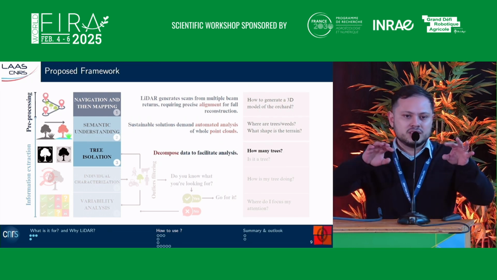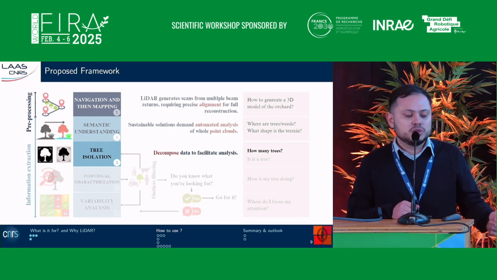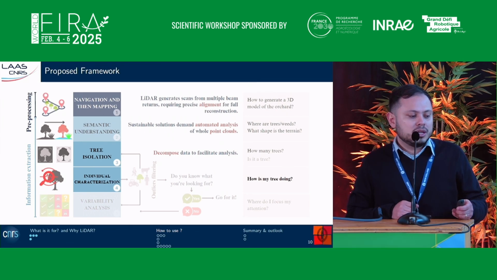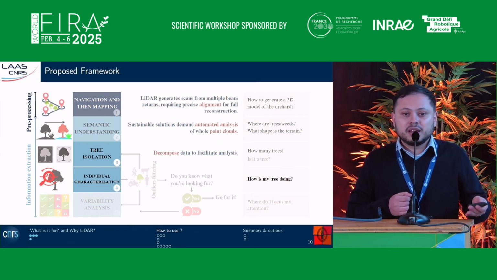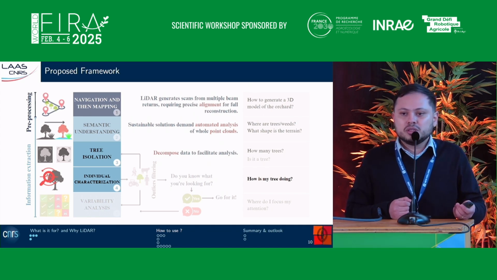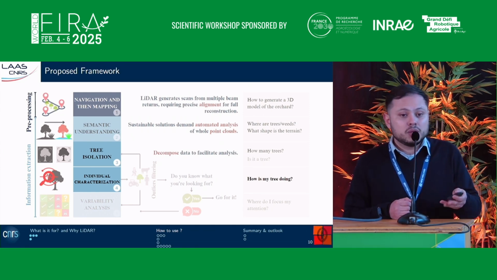And then we use tree isolation. We separate the point cloud for each individual tree. Then it's possible to determine how many trees we have in our orchard. Then it's possible to determine or typify our trees, so we can have measurements like altitude or any other phenotype we are interested in. And it's possible to know how good my tree is, to check our trees individually, one by one.